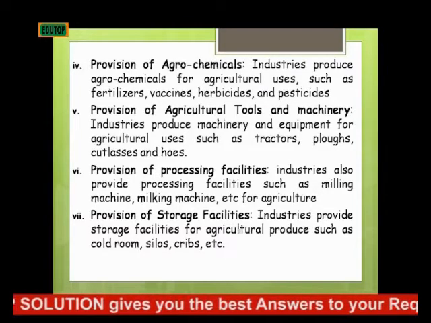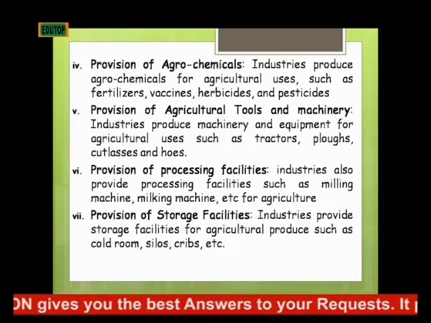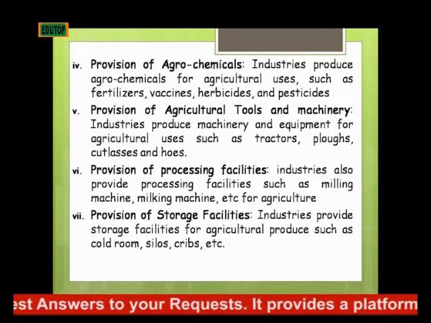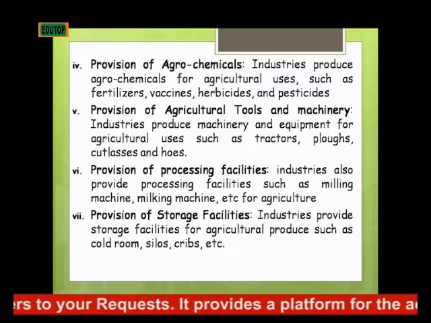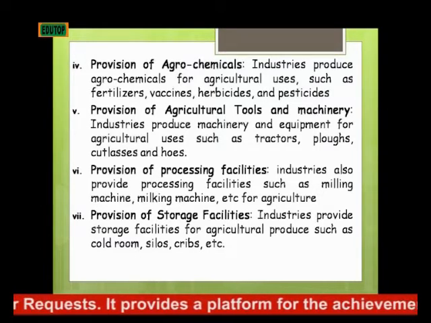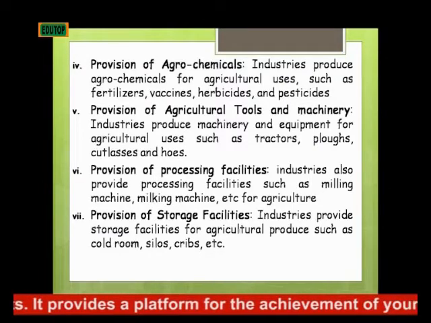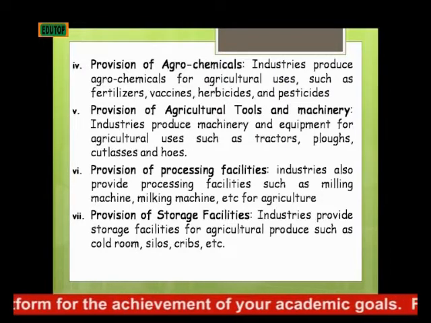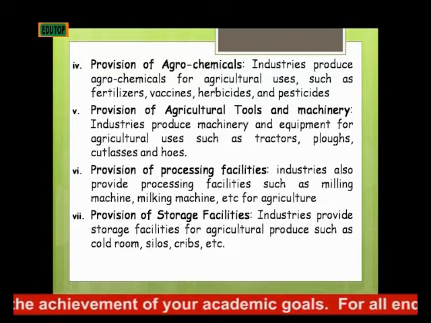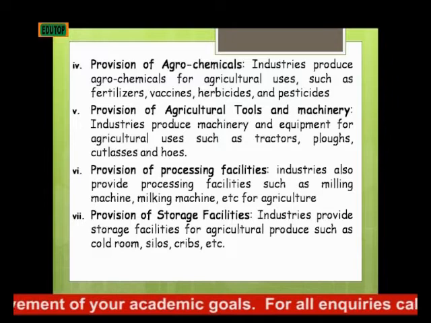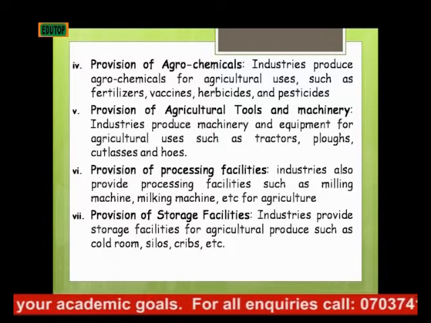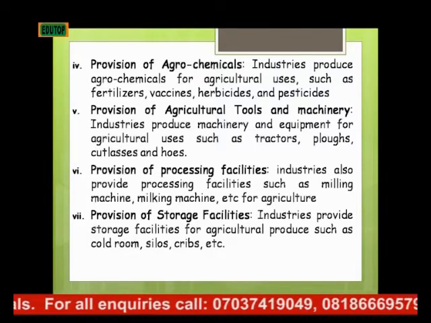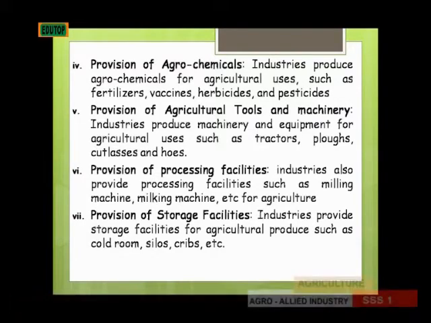Then the 6th relationship between agriculture and the industry is the provision of agricultural tools and machineries. Industries produce machinery and equipment for agricultural uses, such as tractors, plows, cutlasses, and hoes. Then the 7th relationship is the provision of processing facilities. Industries also provide processing facilities such as the milling machine, the milking machine, and so on for agricultural usage.